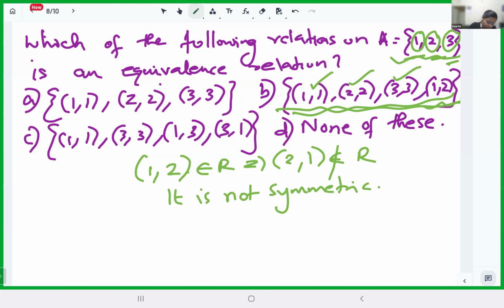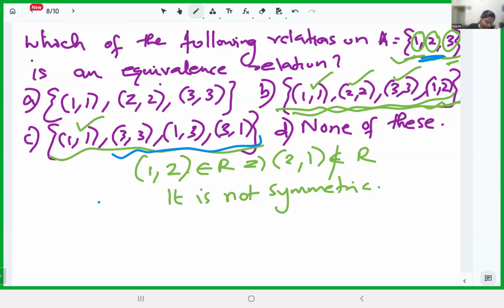Now we are moving on to the third option, that is C. That is (1, 1), (3, 3), (1, 3), and (3, 1). First we will check the reflexive property. Okay, so (1, 1) is there. 1 is an element of A, and the ordered pair (1, 1) is there. 2 is an element of A, right? 2 is an element of A, but ordered pair (2, 2) is absent, right? In option C, ordered pair (2, 2) is not there.